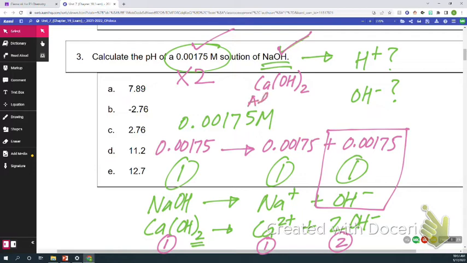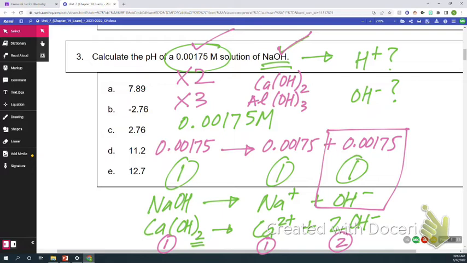What if they gave you something like this, AlOH3? What do you need to do with this original number? You got to multiply by 3 to get the OH minus. Now, how do you calculate pH? You have to negative log the OH minus to get pOH and subtract from 14.